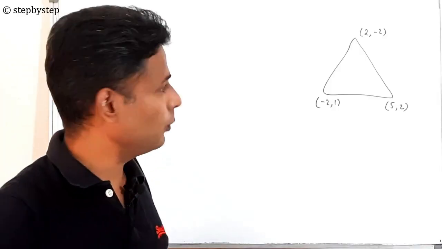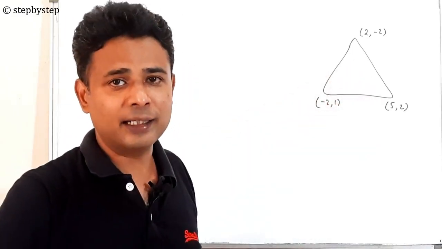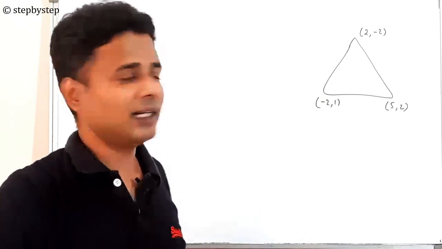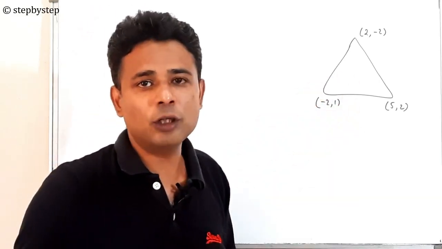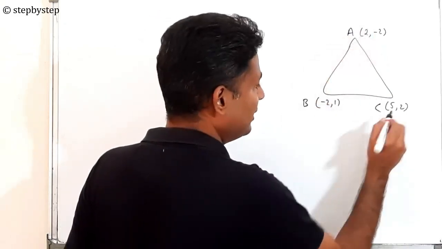Now the first question you had was to find the area of this triangle and check whether it's a right angle triangle. To check whether it's a right angle triangle, we need to know the sides. So that is what we'll do first. I'll name these coordinates as A, B and C.